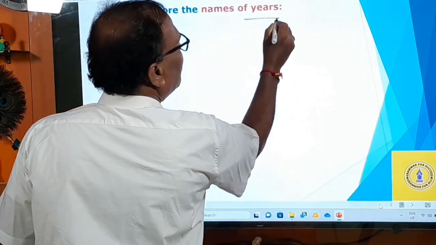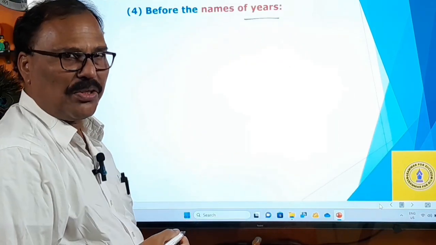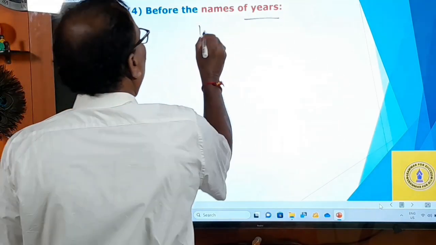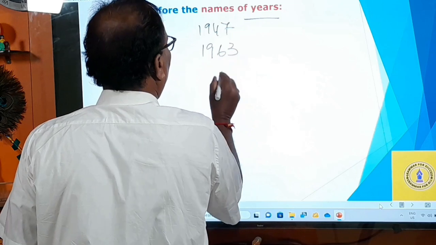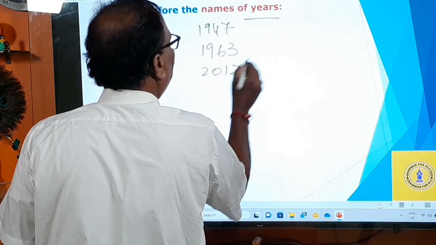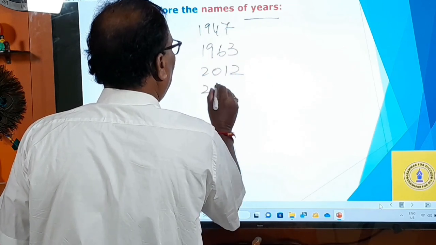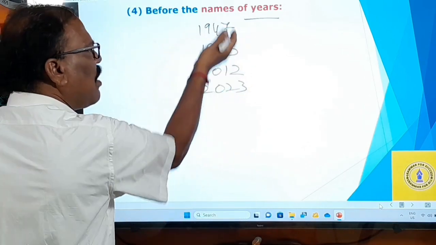Before the names of years also, we should not use any article. 1947, 1964 or 63, 2012 or 2023. So these are all the names of years, you know very well.